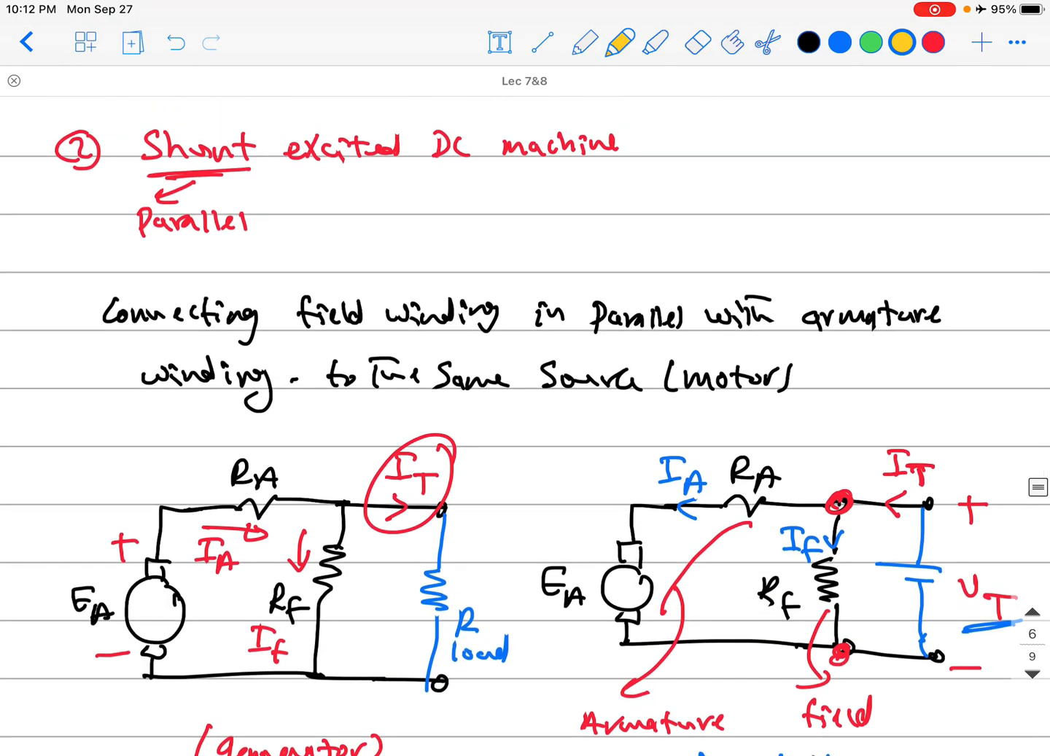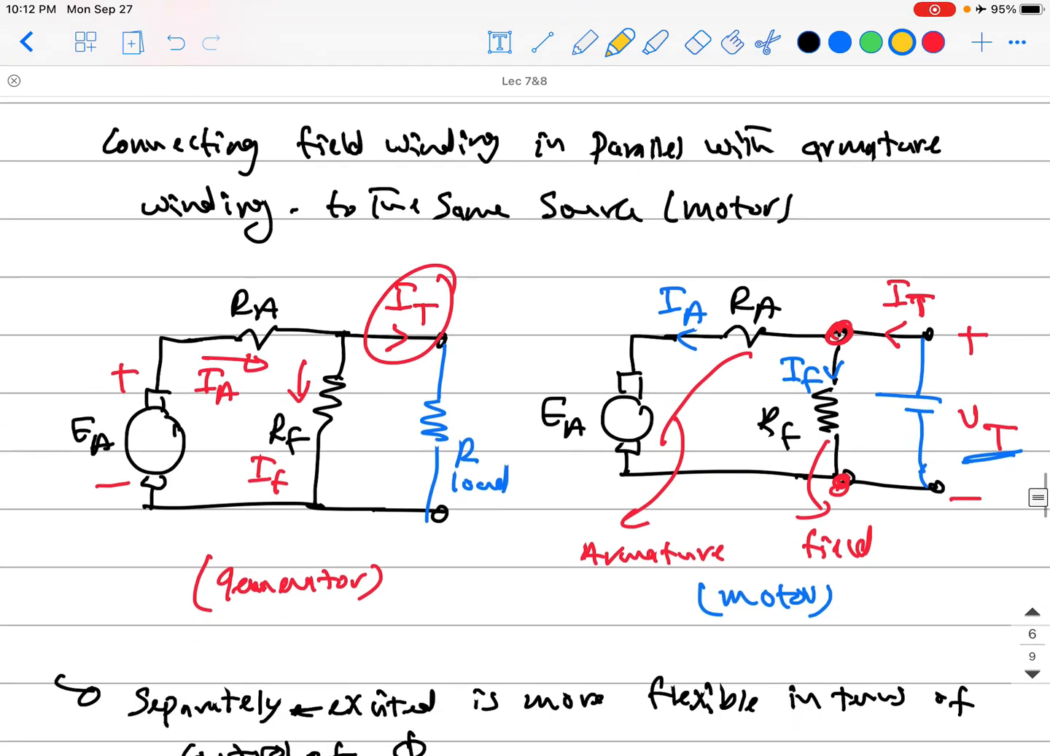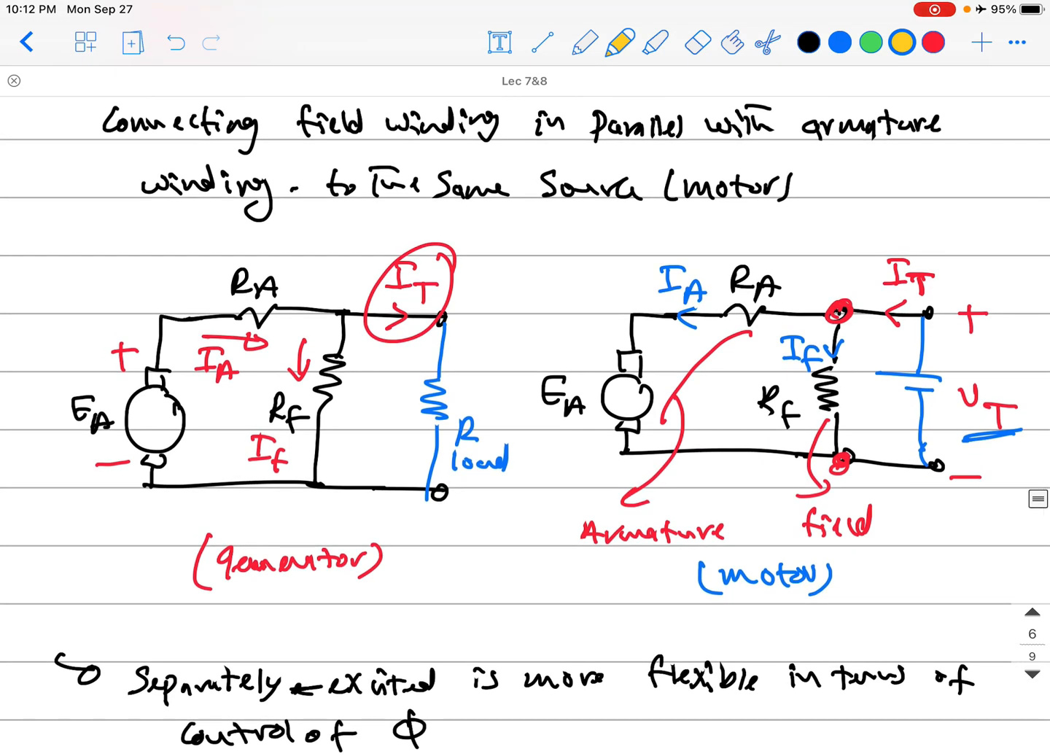The second connection is the shunt excited DC machine. From its name, shunt means parallel connected. You don't need a separate source here, but you just connect the two sets of winding, the field winding on the stator and the armature winding on the rotor, together in parallel. If it is a motor like this, you use a single source and it will be connected to both of them, supplying current to both of them. That's IF moving here and that's the armature current moving here.